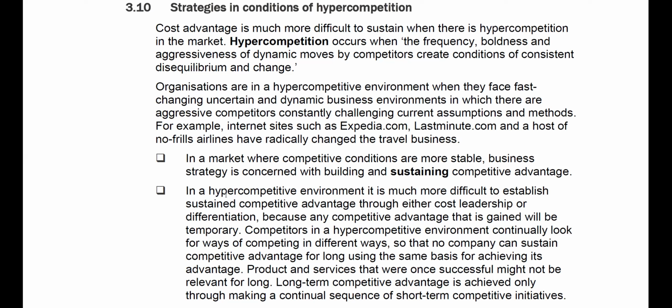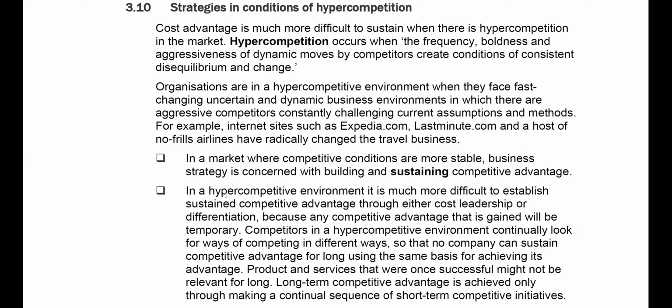Now, let's look at strategies in conditions of hyper competition. Cost advantage is more difficult to sustain when there's hyper competition in the market. What is hyper competition? It occurs when the frequency, boldness, and aggressiveness of dynamic moves by competitors create conditions of consistent disequilibrium and change. What does that mean? It means that you are in an industry where the industry keeps changing in such a way that any strategy you even make sometimes does not succeed because people have already thought ahead. You get it? So there's always chaos in whatever you create. That means there's hyper competition.